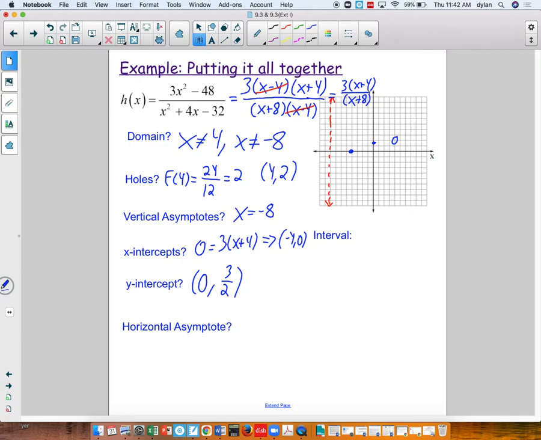And then the last piece here is our horizontal asymptote. And you can see that the degree of the numerator matches the degree of the denominator. So in this case, because we have the same degree, we know that the horizontal asymptote is just going to be the ratio of our leading coefficients. So in other words, y equals 3 over 1, or in other words, just 3. So I'm going to put in a horizontal asymptote as well.